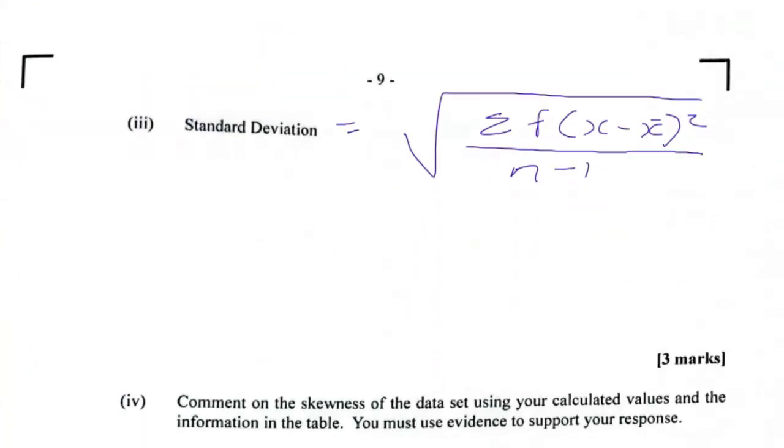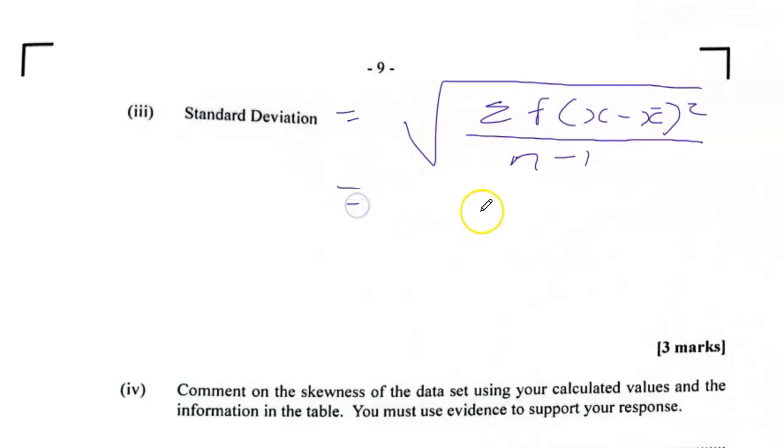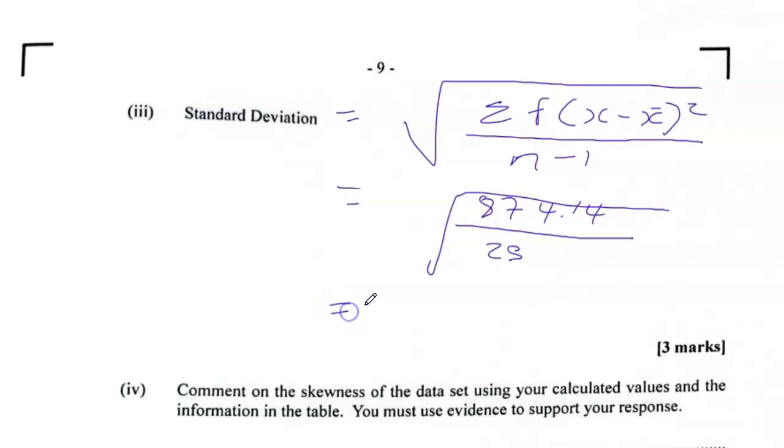So this value is 874.14 over n, which is 26, or 26 minus 1, so over 25. So this gives us 34.97, so the square root of 34.97, and that's equal to 5.9 hours.